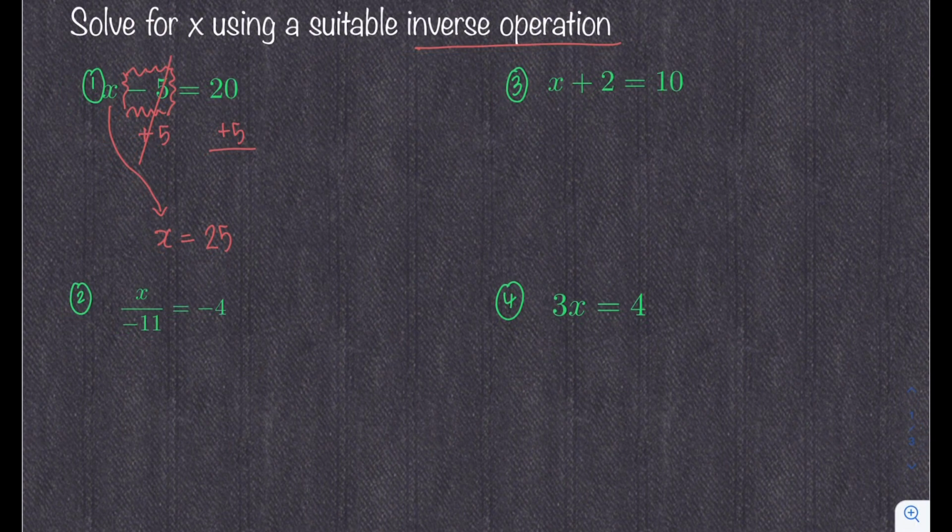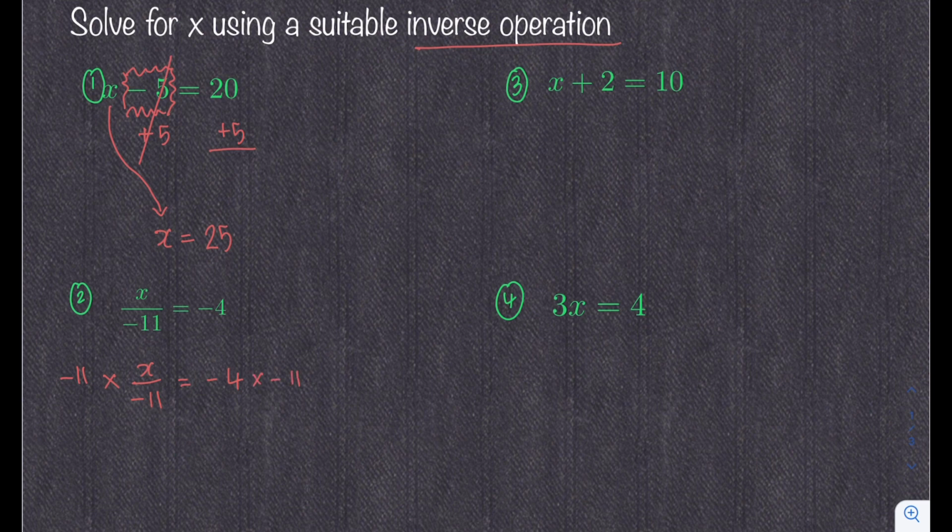Number 2, the equation says it is x over negative 11 equals negative 4. To solve for x here, we need to find the inverse of negative 11. But notice that negative 11 is dividing the x. So we need to find the inverse of divide by negative 11. So that would be times negative 11. So rewrite the equation, and then times negative 11 on both sides.